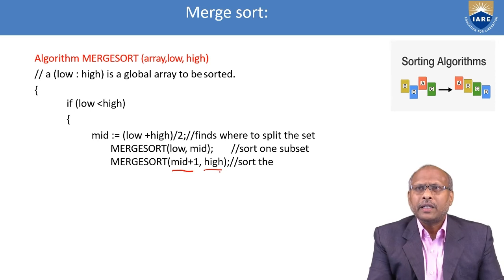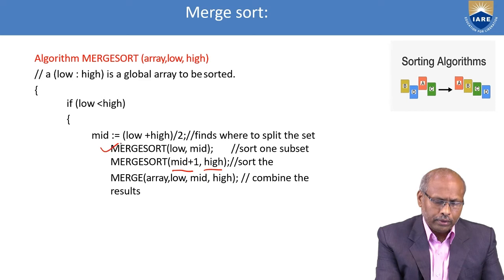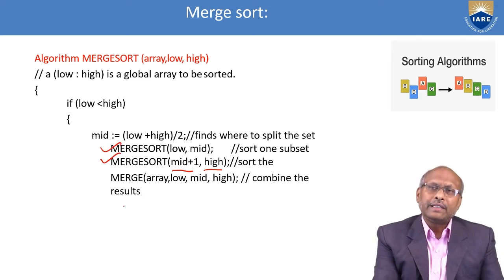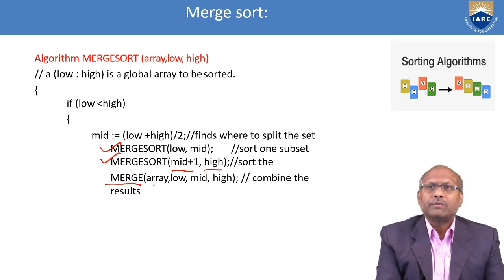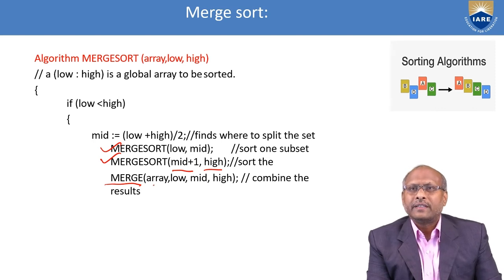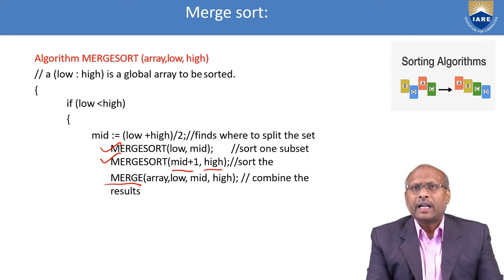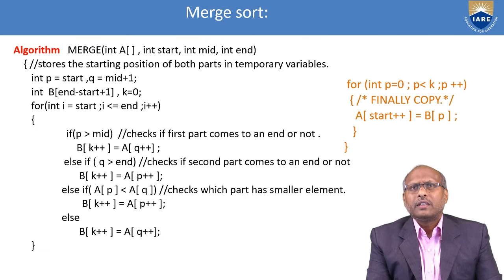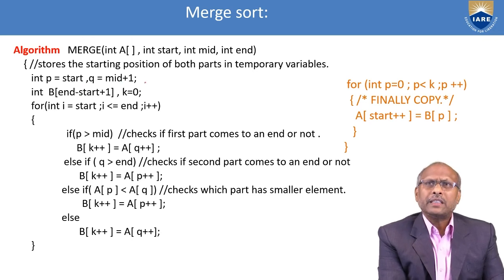So this keeps on dividing. And then once the 2 halves are created, this will keep on dividing until you get a single valued list. Then later on the merge function will be called. It will be merging the 2 halves. So this process will keep on continuing until the low is less than high. And while merging, you can see this algorithm. First, you can take the starting position. P will be starting and Q will be middle plus 1.